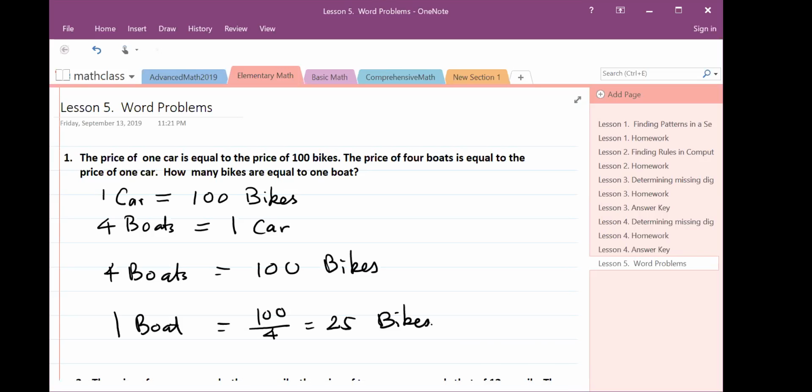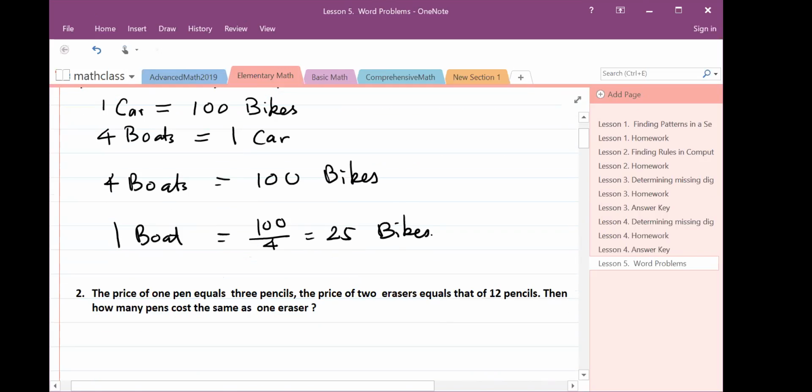And then the price of 4 boats is equal to the price of 1 car. So the relationship between boats and bicycles is not direct, it's indirect. You have to go through the car in order to set the relationship. But it's clear here: four boats equals one car, and one car equals 100 bicycles. So four boats equals 100 bicycles. Then you have to do the division, of course. You divide by four, and you get one boat equals 25 bicycles. Nina already got the answer earlier.